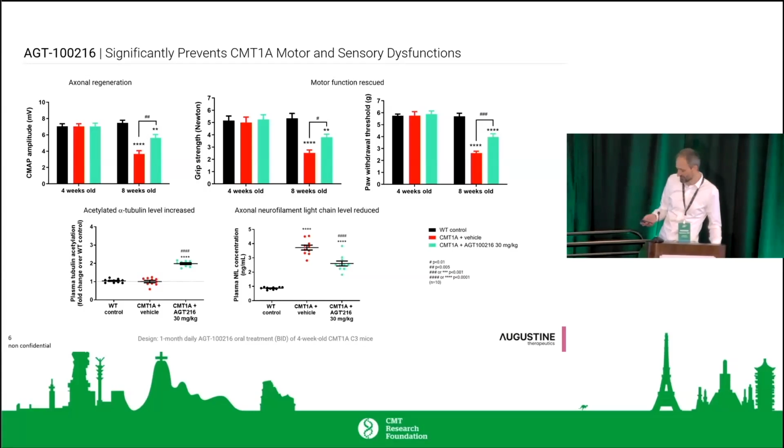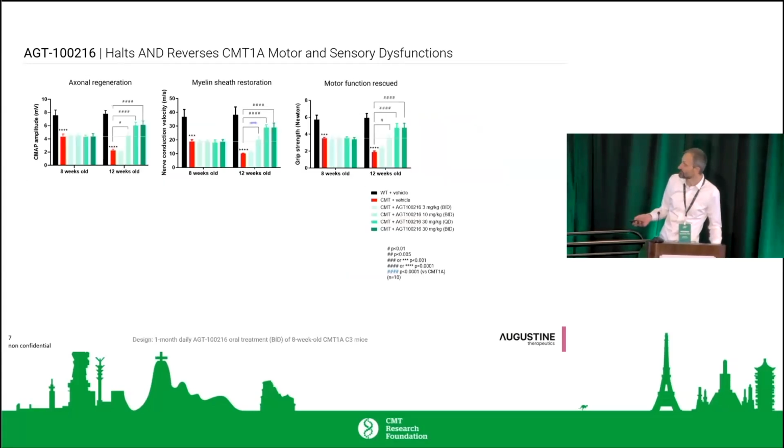So with those encouraging data, we also progressed the compound to a curative setting. So here we dosed 8-week-old CMT1A-C3 mice for 1 month with HDAC6. So here they already developed the deficits, and what you see is that at 12 weeks the untreated group progresses, while the treated group shows a dose-dependent reversal of the phenotype.